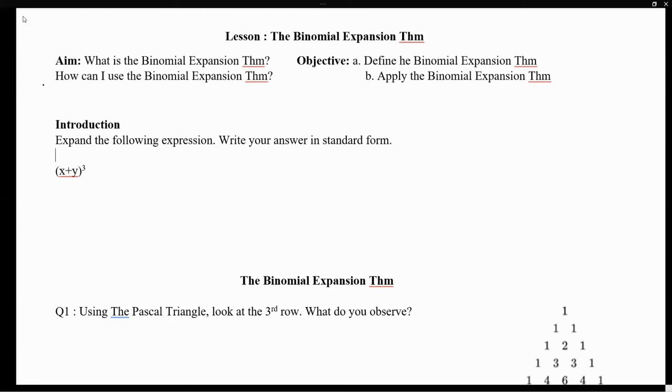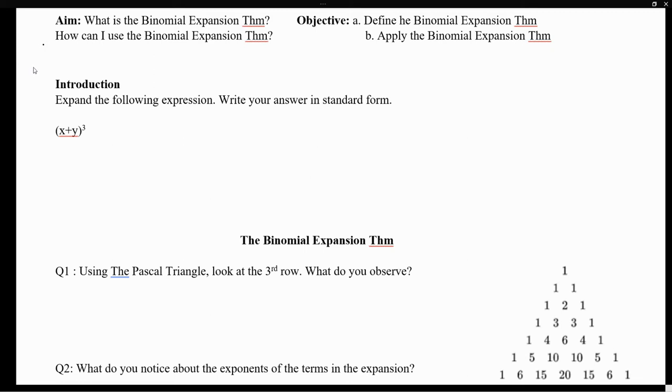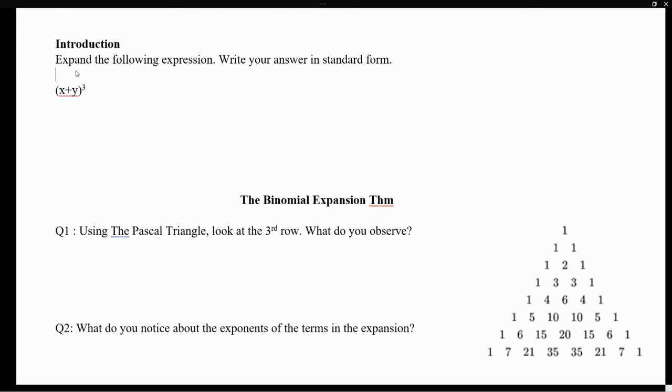Welcome. In this video, we're going to be discussing the binomial expansion theorem. So let's get started. Before we discuss that theorem, let's take a look at this small introduction problem, which states, let's try to expand this expression and write down our answer in standard form.